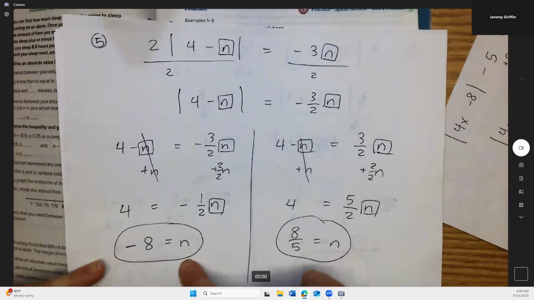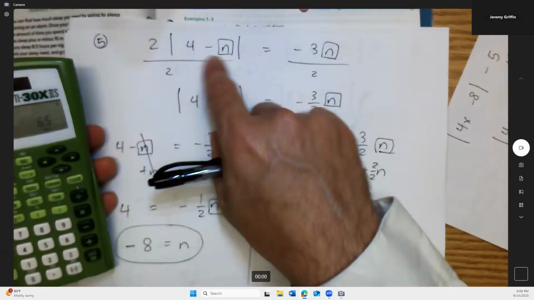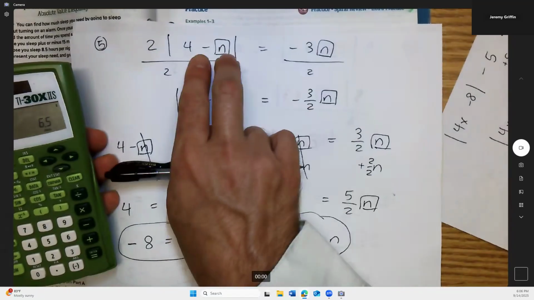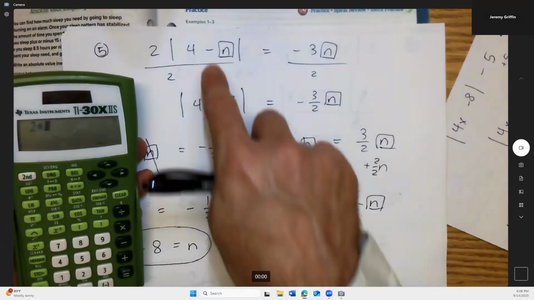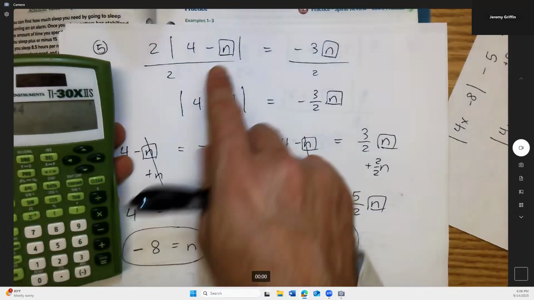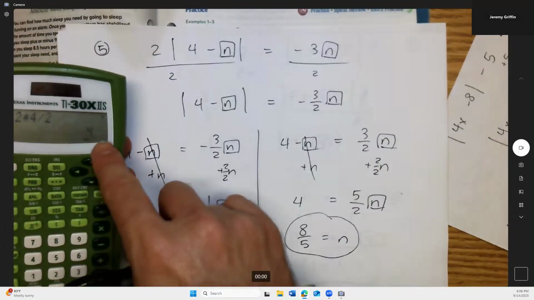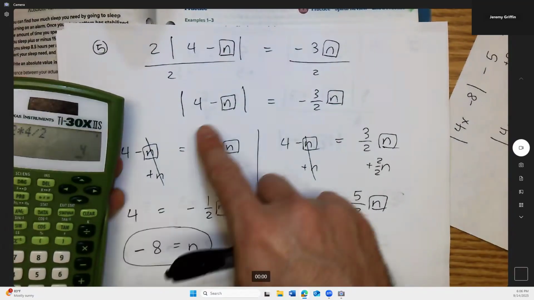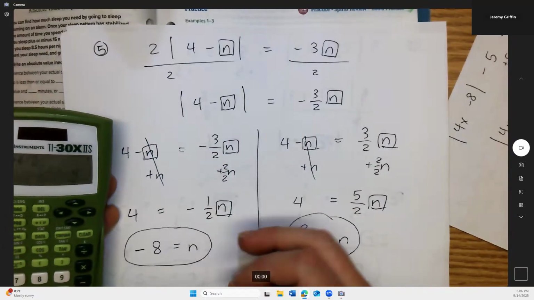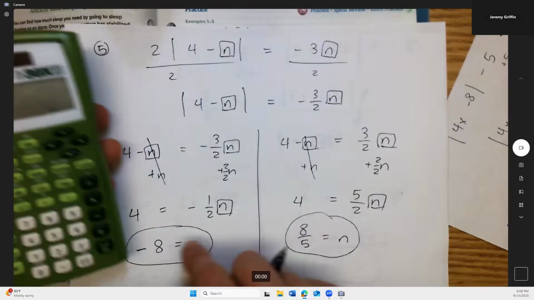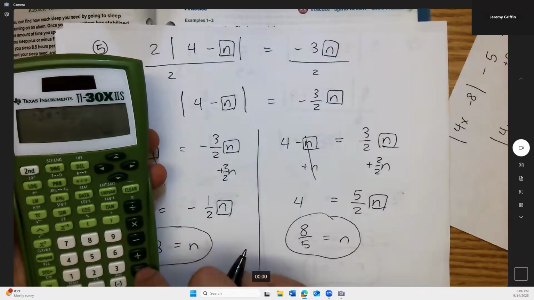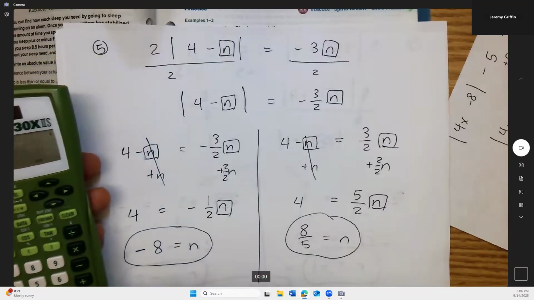Right? So let's plug negative 8 in here, see what happens. So 4 minus 8, that would be -4. Absolute value is +4. Then say, take this 2 times this 4, then divide by 2, right? That would give me 4, right? So you get 4, like a coordinate. And then over here, what if I have -3 times -8?